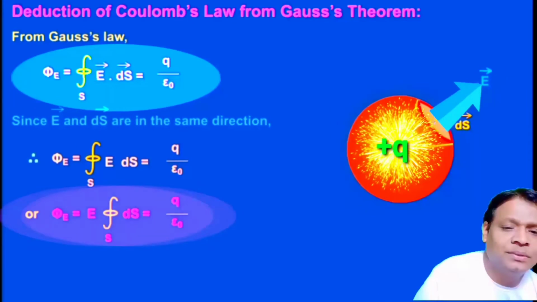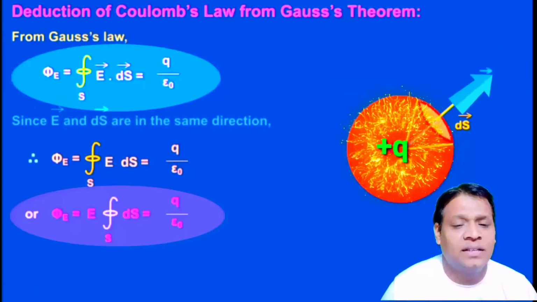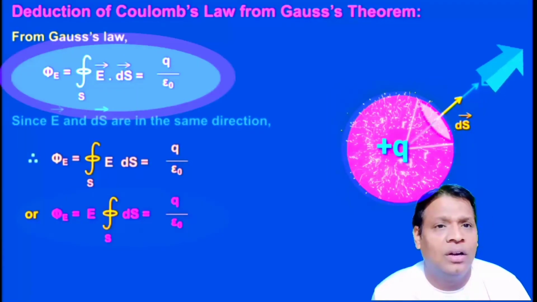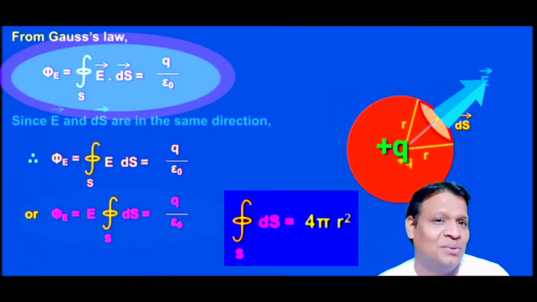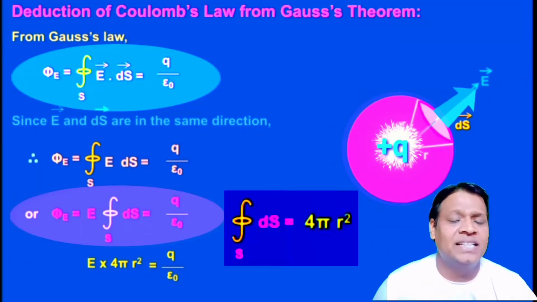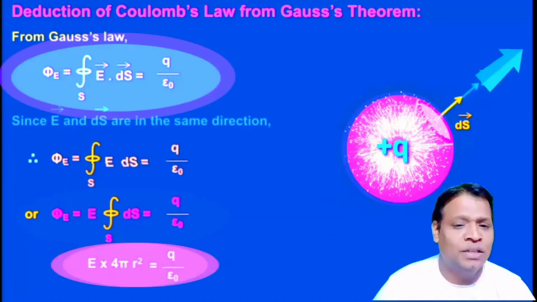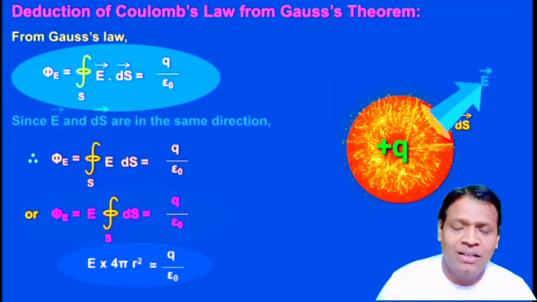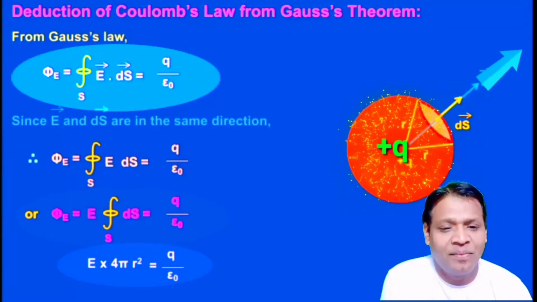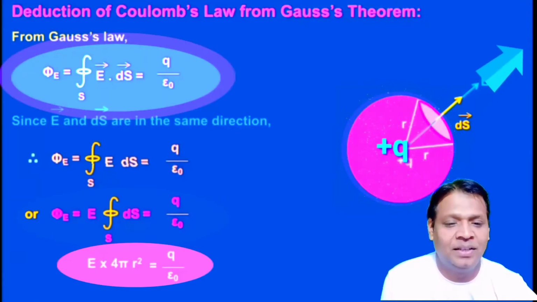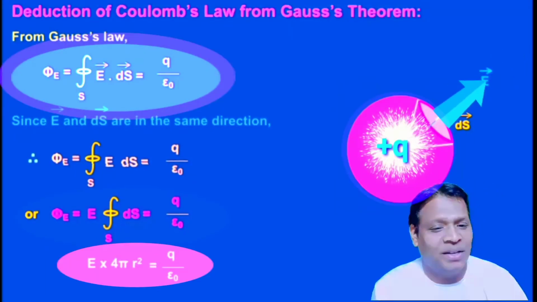Now the integral of ds is equal to the surface area of the sphere, which is 4 pi r square. By putting the value of ds for the closed surface, the expression becomes E into 4 pi r square is equal to Q upon epsilon naught. Or we can say that E is equal to 1 upon 4 pi epsilon naught times Q upon r square.